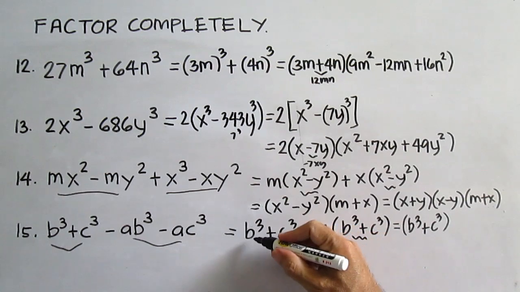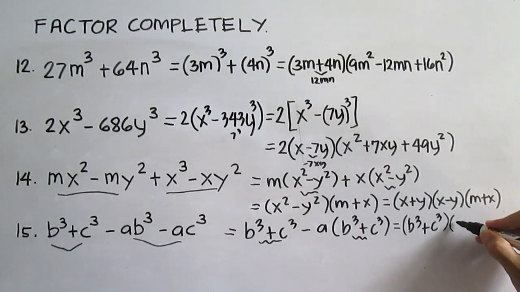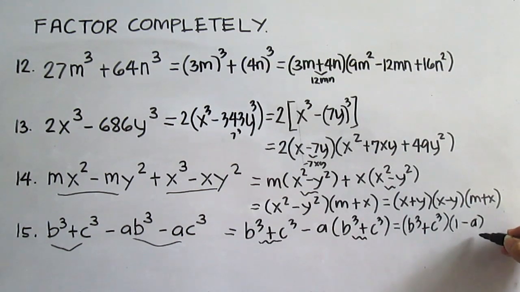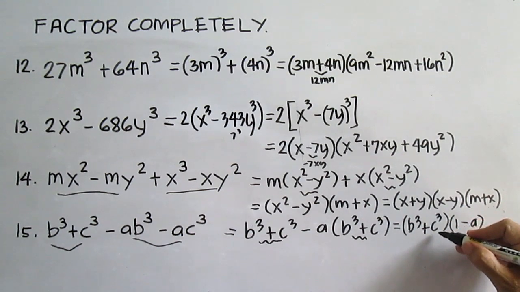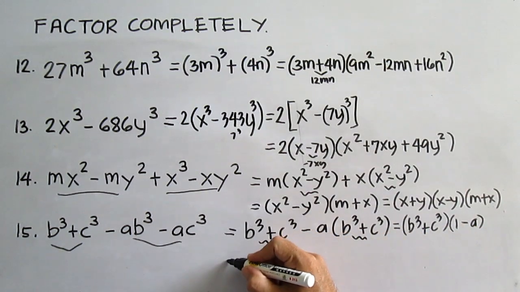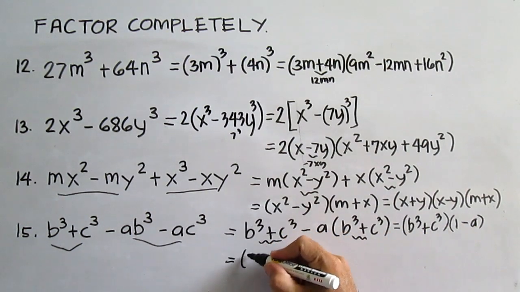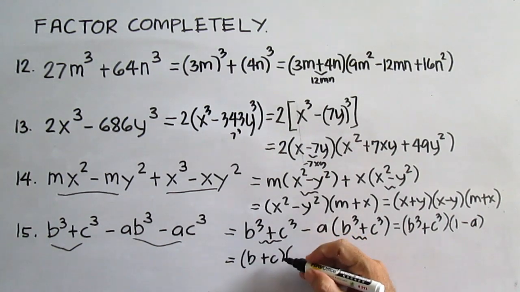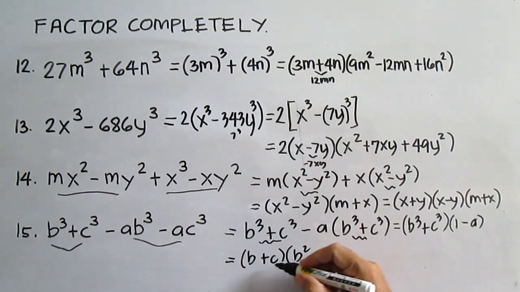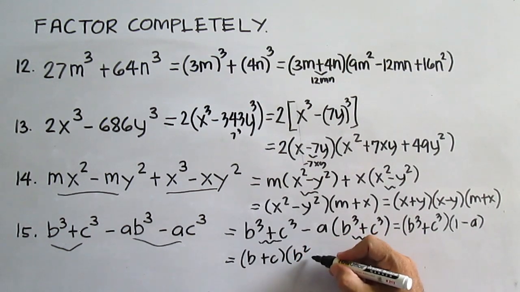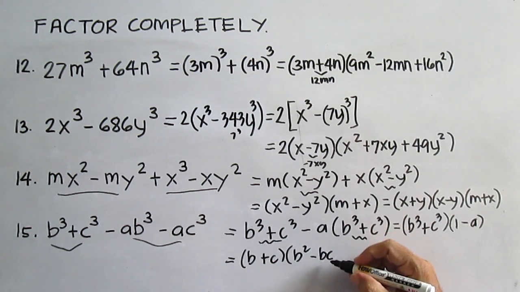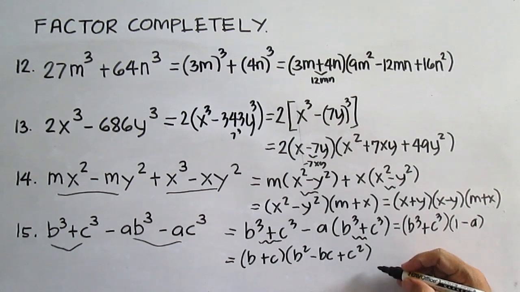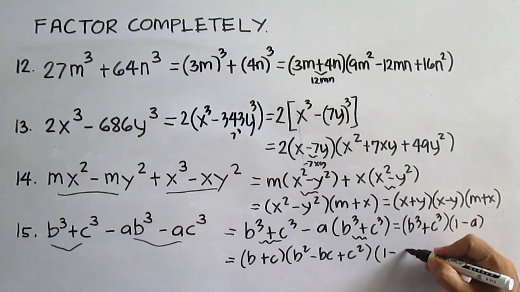And the other factor is 1 minus a. Note that b cubed plus c cubed is a sum of two cubes, and the factors are b plus c times the quantity b squared minus bc plus c squared times the quantity 1 minus a.